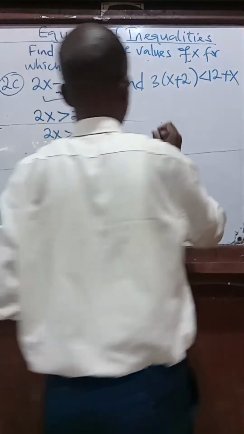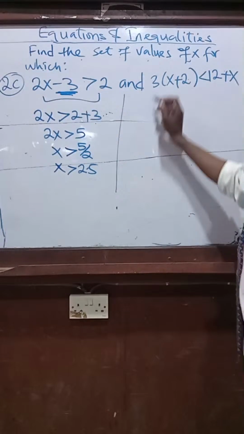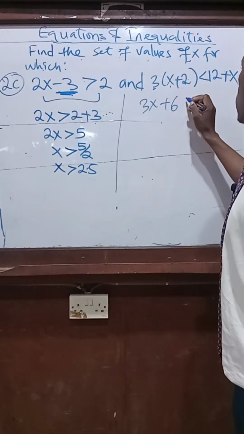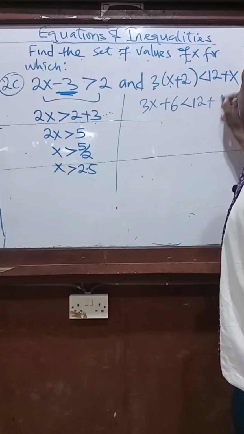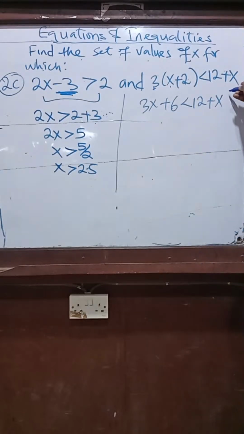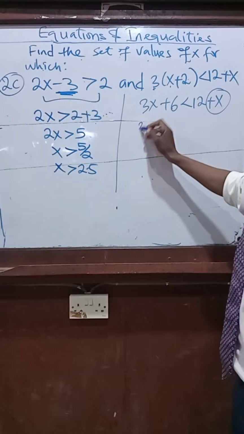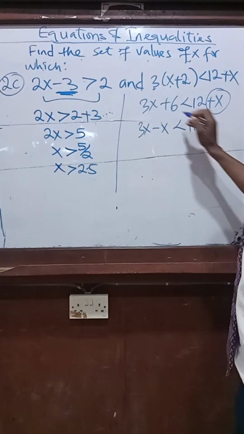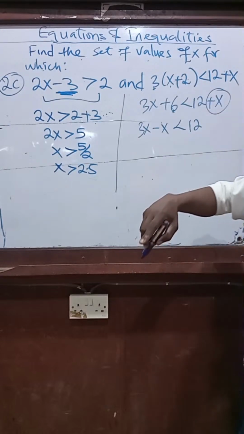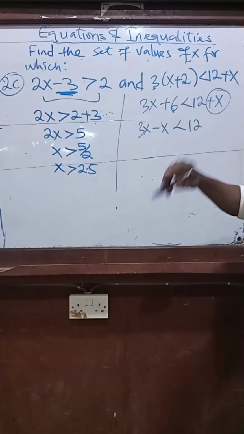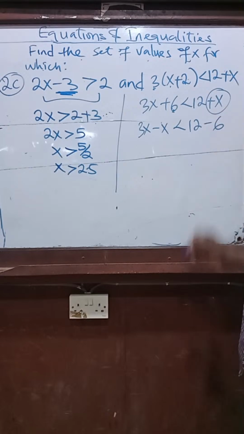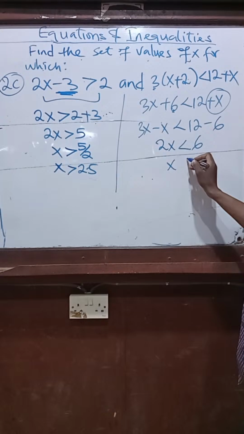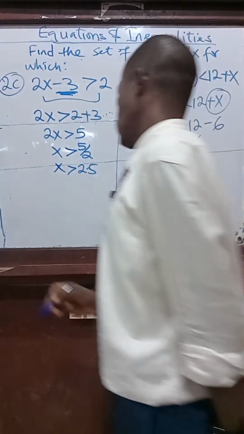The second one, 3 times x, 3x. 3 times 2 plus 6, less than 12 plus x. This one here, let's remove it from here. So that will be 3x minus x, less than 12. This 6 also, remove it from there. That will be add minus 6 to both sides. So we have 2x less than 6. x is what? Less than 3. Okay?